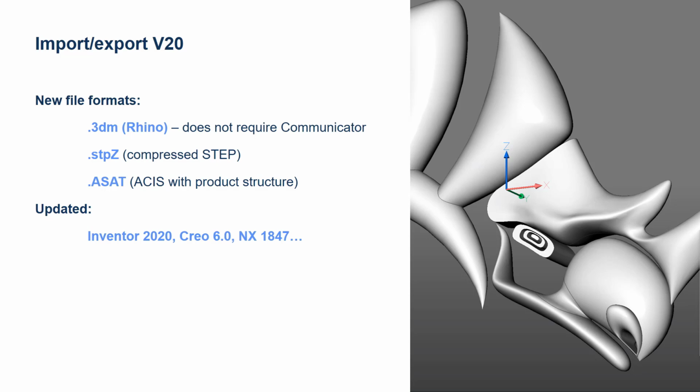And in V20, we supported new file formats, as you already saw. We support Rhino import. We also support Rhino export, by the way. And this does not require Communicator. With Communicator, you can now import a couple of new formats, such as compressed STEP and assembly SAT. And of course, we updated some native formats supported with Communicator, like Inventor 2020, Creo 6, and so on.